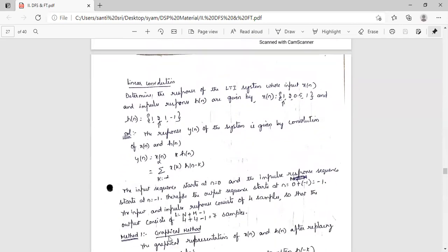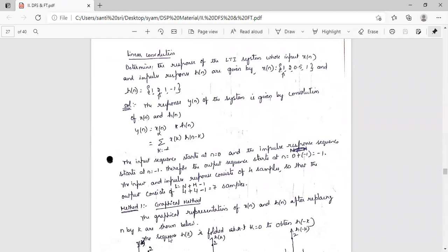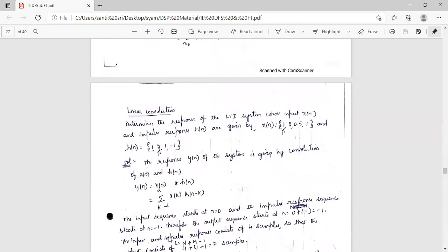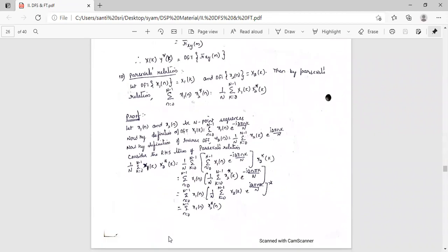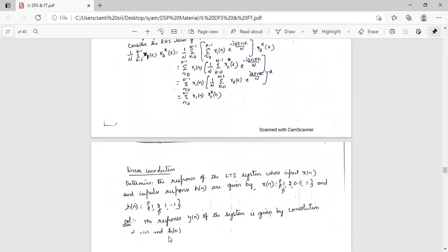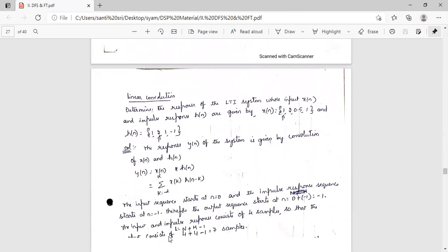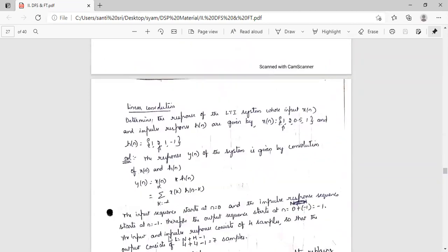Okay, in the next class we will discuss about the linear convolution. With this I'm concluding today's class. So today we discussed about the properties of discrete Fourier transform. In the next class we will discuss about the linear convolution. With this I am concluding today's class.